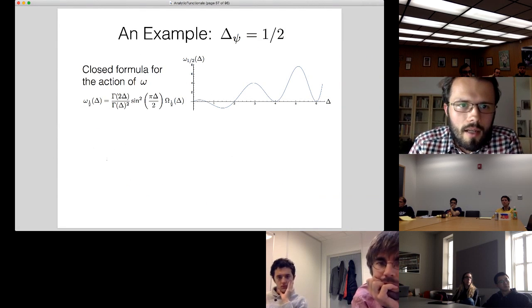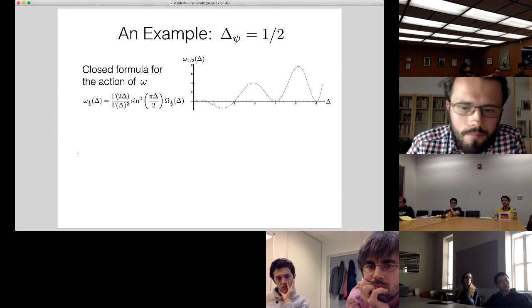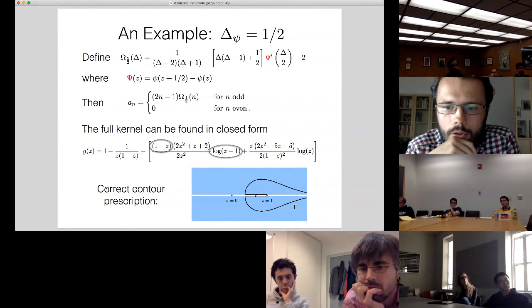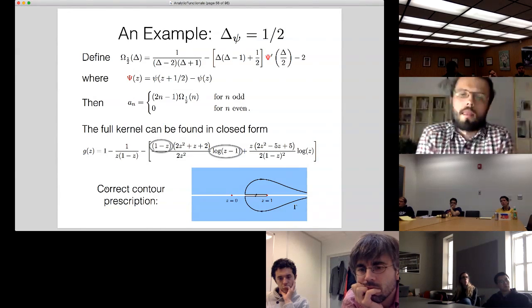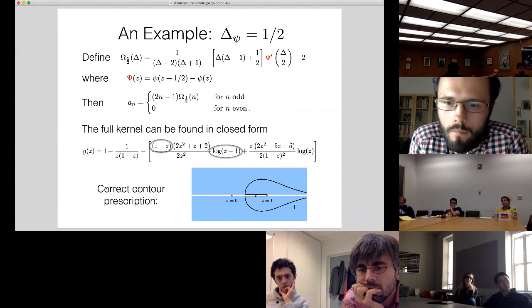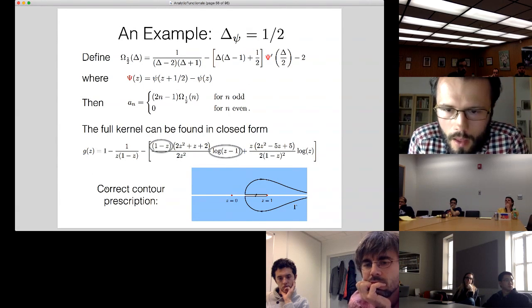One can go a bit further and... Could you go back and explain the contour again? I didn't quite follow. So why are you going under the cut and then you're going back? Why don't those two cancel?